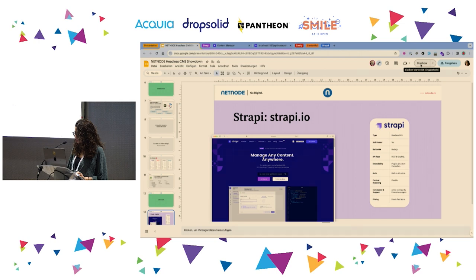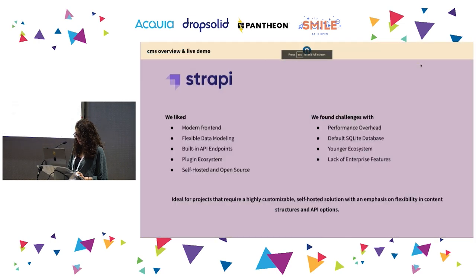So we will switch to our presentation. And that's what we liked and the things that we found challenging. We like that Strapi has a modern frontend, the user interface is nice, simple, easy to use. The flexible data modeling is very interesting too. I showed the different kinds of collection types, but they offer single types too, and components. They are like paragraphs, you can reuse them.